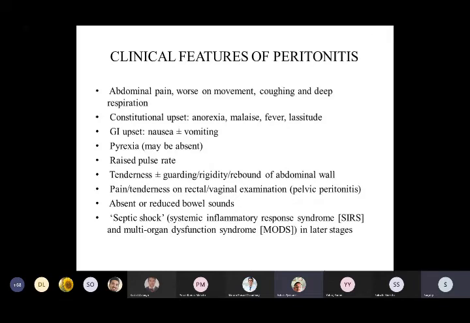For SIRS, there is a certain criteria. There must be at least two features among the four: number one, hyperthermia, that is more than 38 degrees centigrade, or hypothermia, less than 36 degrees centigrade; or tachycardia, more than 90 beats per minute; and tachypnea, that is more than 20 breaths per minute; and leukocytosis or leukopenia. Leukocytosis means more than 12,000 per cubic mm, and leukopenia means less than 4,000. If among these four at least two parameters are present, then we can call it SIRS. And multiple organ dysfunction syndrome occurs in later stages, and that ultimately leads to the death of the patient.